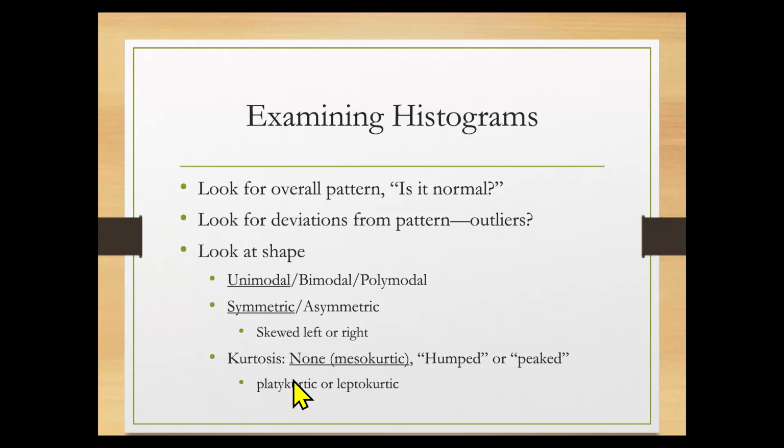And for kurtosis, if it matches the normal curve, then we'll call it mesokurtic. If it's flatter than it should be, and it's sort of a humped shape, then we're going to call it platykurtic. Platy means flat. And if it's more peaky, if it has steeper sides, shoulders than it should, we'll call it leptokurtic. So it's either mesokurtic, platykurtic, or leptokurtic.